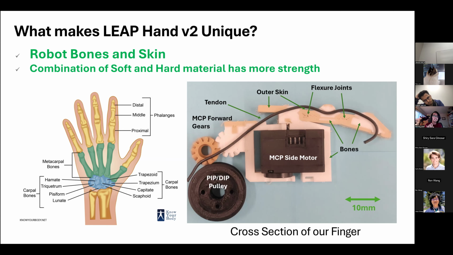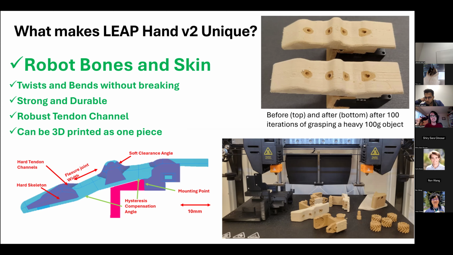And in the robot, you see in the cross section of our finger in the bottom right, we also try to imitate that. So the white parts of that finger are the bone structure, and then the flexure joint is the soft material in between. And the nice thing about this, it still twists and bends without breaking, and it's really strong. And we can 3D print this all as one piece on multi-material 3D printers. And we came up with this idea to do this, and I think it's been a very strong robot hand that's also very durable.